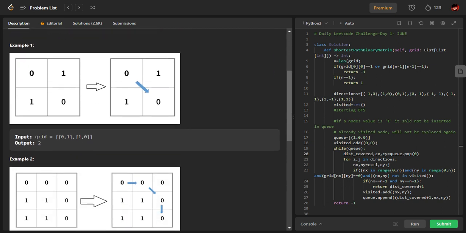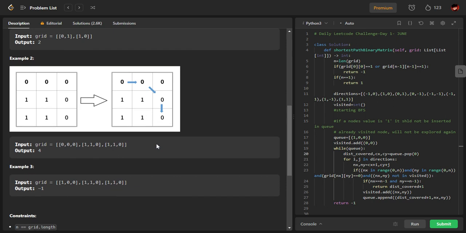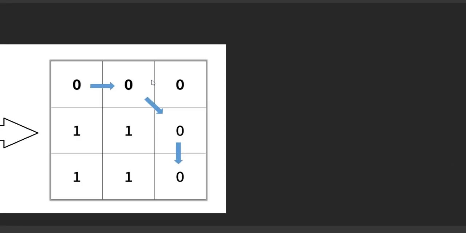What it means is, normally, I remember when we saw this kind of question previously, they had given 4 directionals. That means we can only move top, bottom, right, and left. In this case, as you can see here in this image, you can move diagonally also. You can also move diagonally.